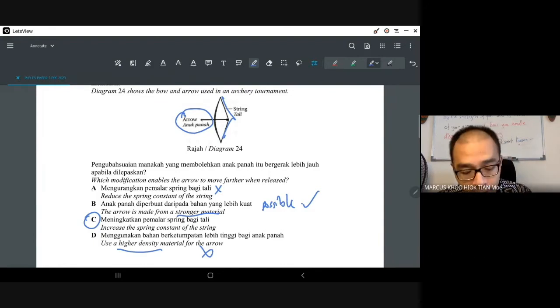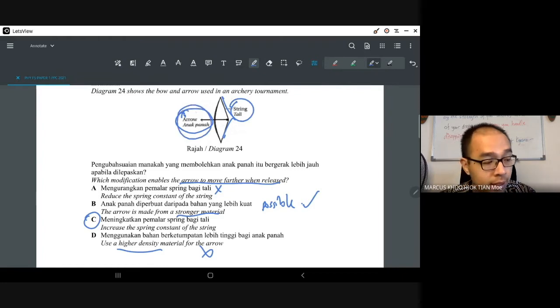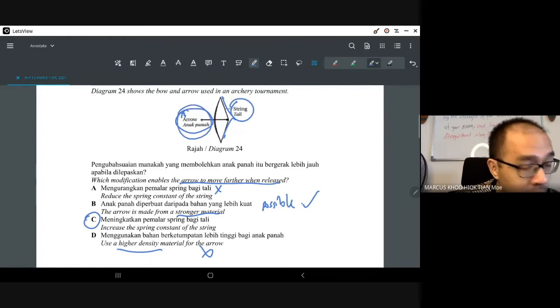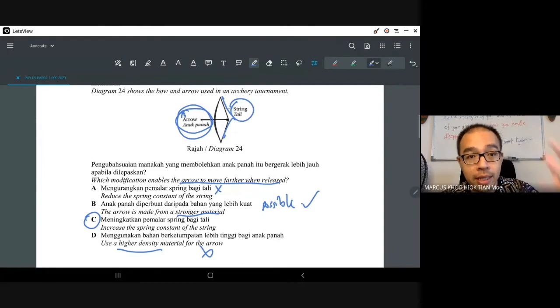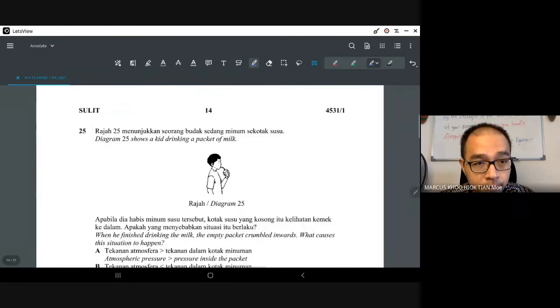We want the arrow to move further, and all of it lies in the string, and the mass of the arrow. The lighter, the less the mass, the farther it can travel. So that's why we don't say high density. Stronger material for the arrow is not really a contributing factor.